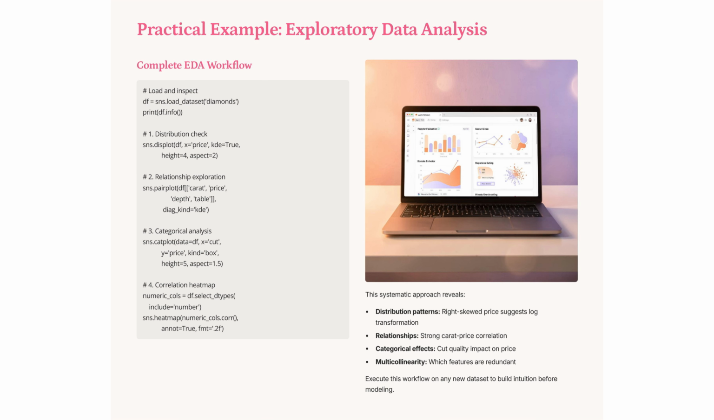Begin with loading the dataset and inspecting its structure. Analyze price distribution using displot to identify skewness. Explore relationships with pairplot, focusing on carat and price. Use catplot to examine how cut quality affects price. Finally, a heat map reveals correlations, highlighting multicollinearity. This comprehensive exploratory data analysis workflow builds intuition for subsequent modeling tasks.